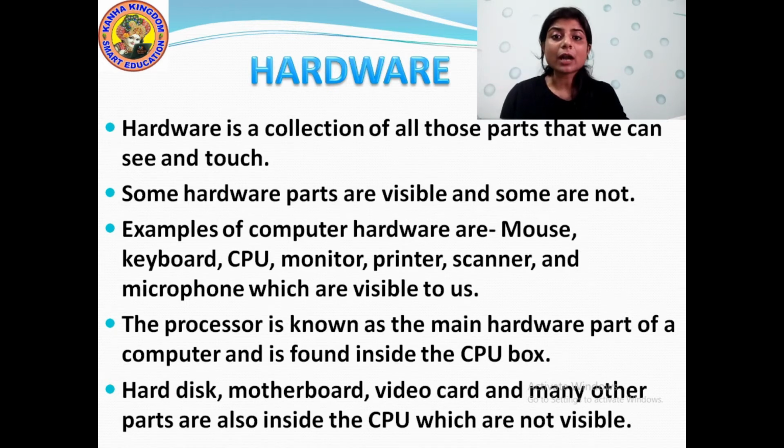Processor is the main part of the computer system. Without processor, a computer cannot work. Hard disks, motherboard, video card and many other parts are also inside the CPU which are not visible. These are some hardware which is situated inside the CPU and which is not visible to us. Okay?